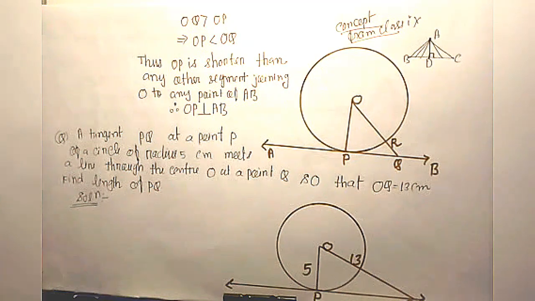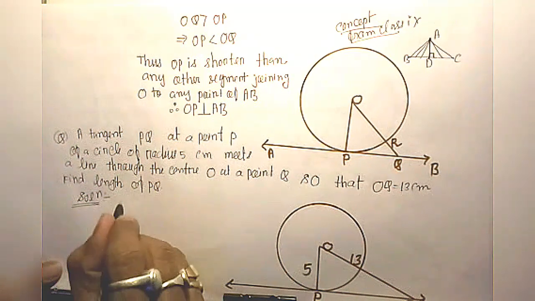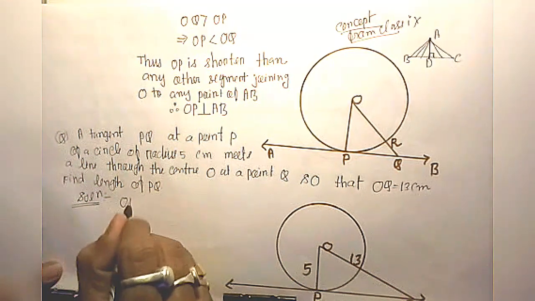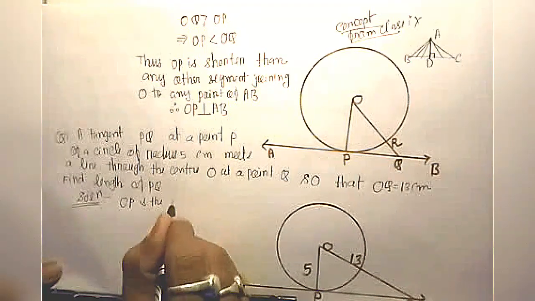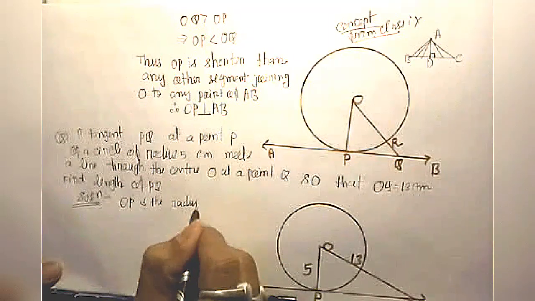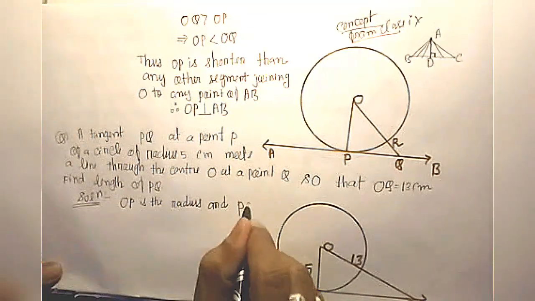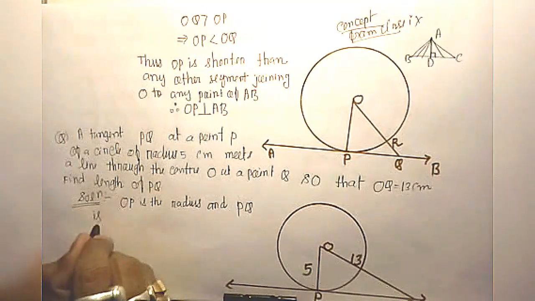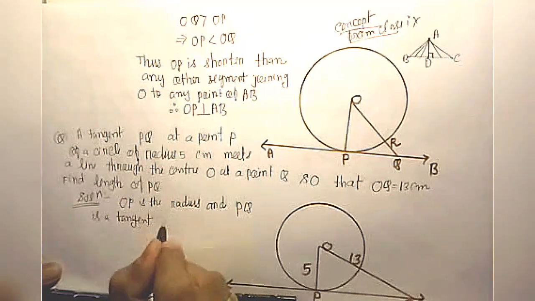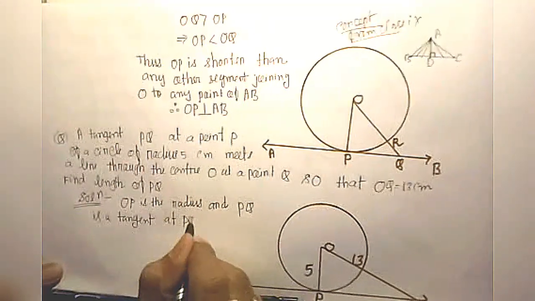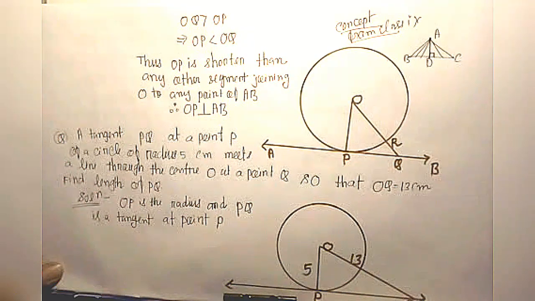So we know that the radius is perpendicular to the tangent, or the tangent is perpendicular to the radius. OP is the radius and PQ is a tangent at point P.